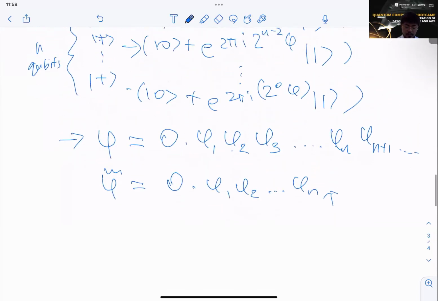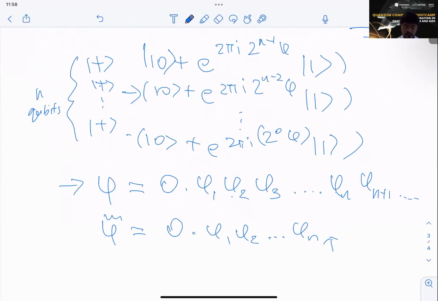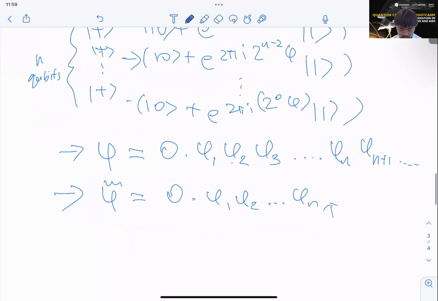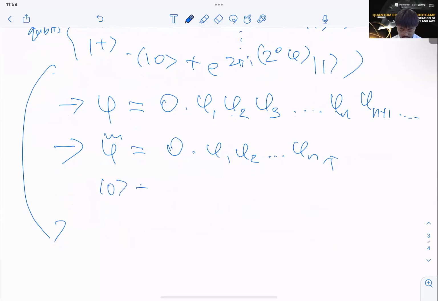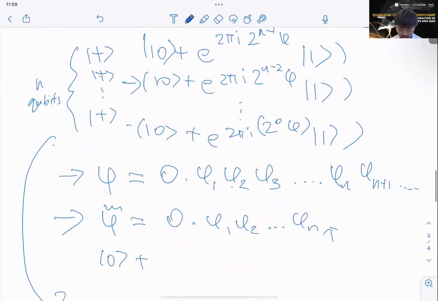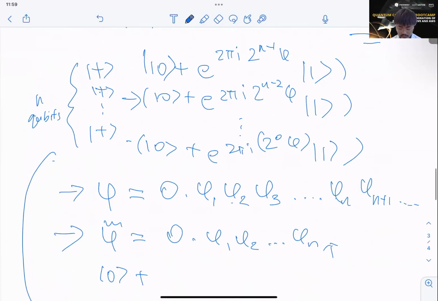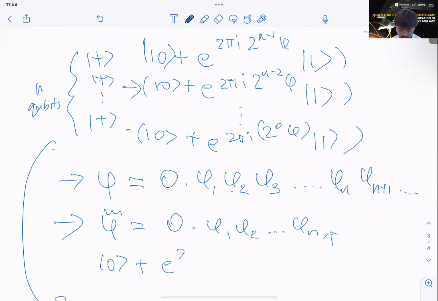Okay, and so if we were to rewrite it in this form, I think if we were to instead focus on this part, we can rewrite it as 0 plus 2 to the power of n minus 1 over here, e to the power i, and this is 0.n.